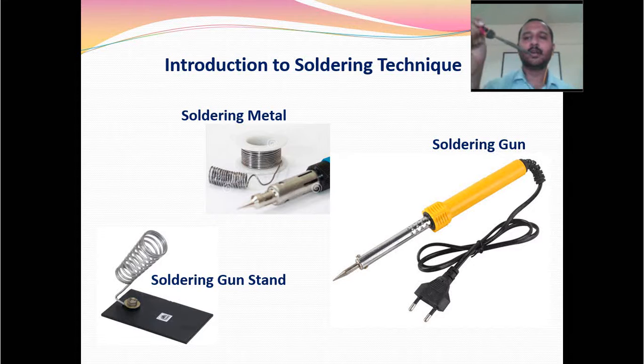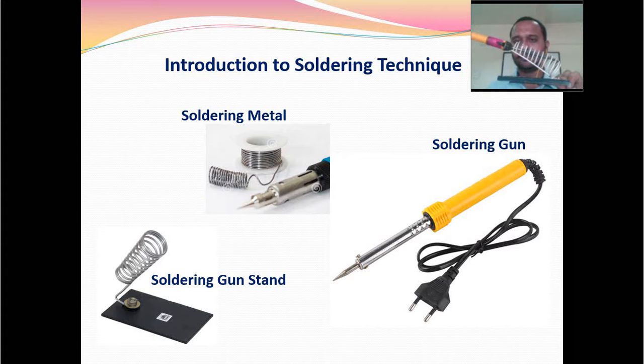So this is a soldering gun, and the general angle to be made to the surface wherever you are soldering should be around 45 to 60 degrees. You are not supposed to handle the gun like this, or even like this. It should be like this, in between, 30-40 degrees to 60 degrees. And this is an electronic gun stand where you are supposed to put your gun like this.